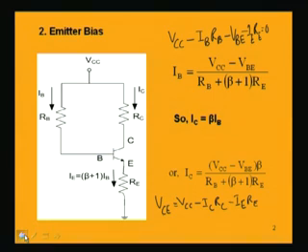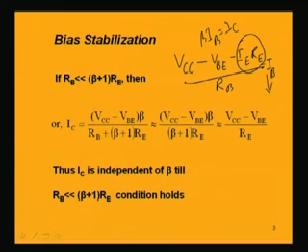And even if beta changes, because of, say, replacement of the transistor during operation by another transistor which has a different beta, we see in this expression that IC is equal to VCC minus VBE into beta, divided by the denominator, which is RB plus beta plus 1 RE. Now, this IC is sensitive to beta variation, because beta sits both in the numerator and the denominator. So if beta changes, obviously IC will change.